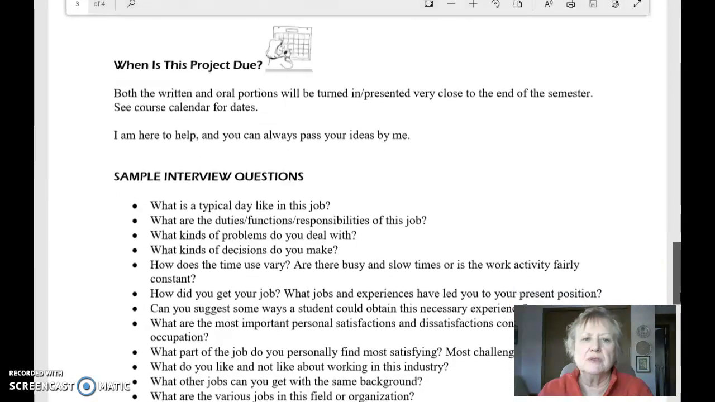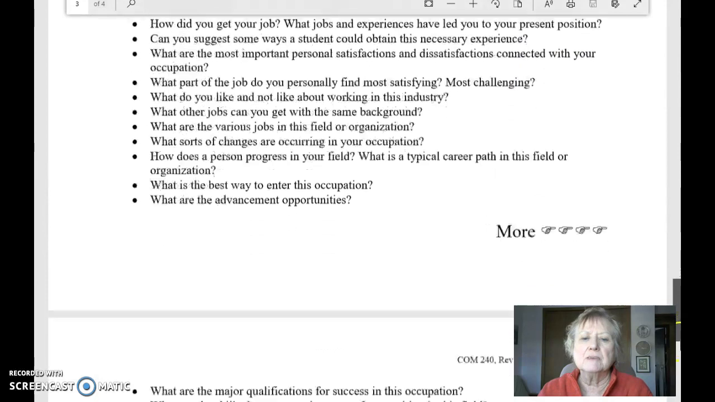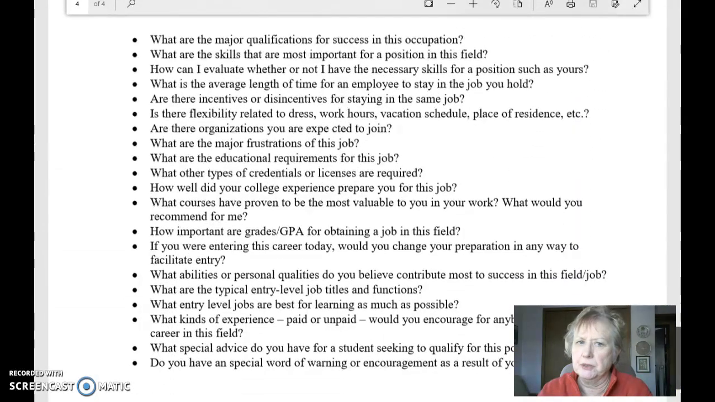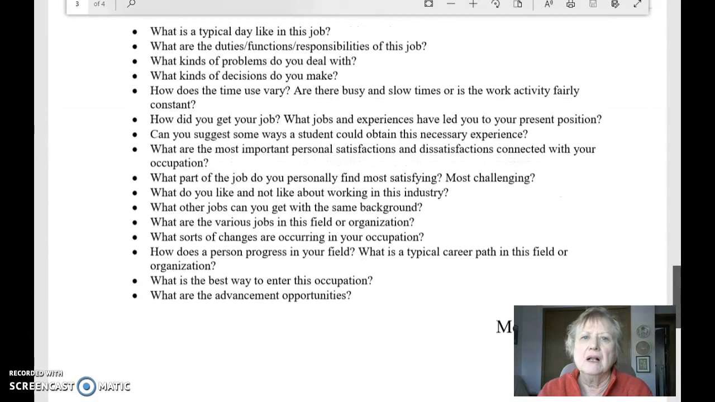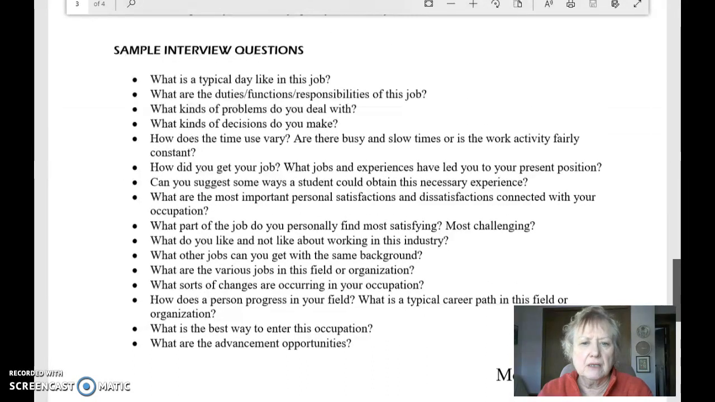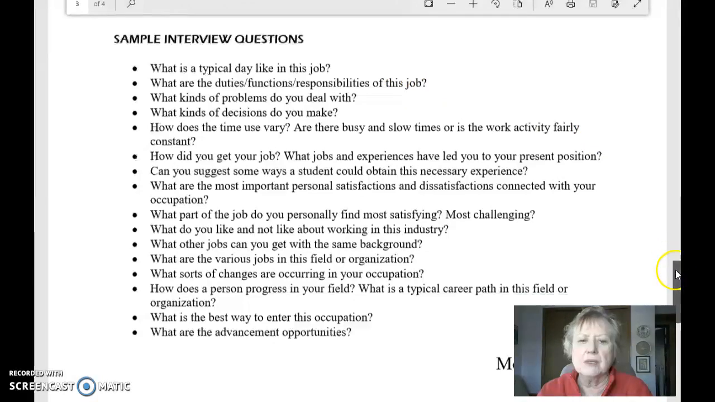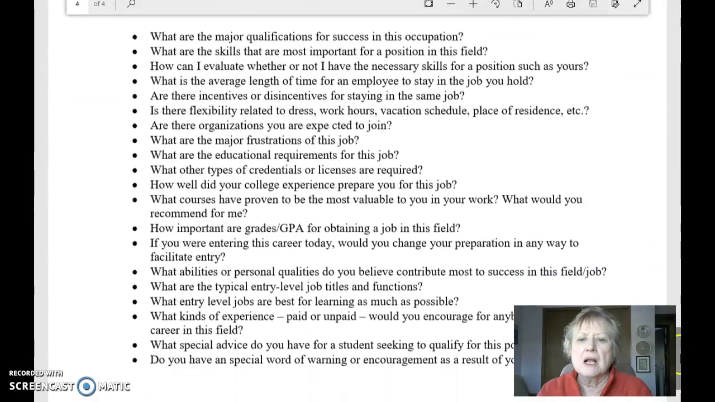Now, you'll see that I've given you quite a few possible questions here. I certainly don't expect you to ask all of them. These are just some ideas to get you started about writing your own questions. You definitely, of course, want to include what's a typical day like and what are the duties and responsibilities of this job. Those are on the list to definitely include, but there are some other ones, so it's up to you what you want to choose. And one great one is, what do you wish you had known when you started that you've learned since you've been on this job? That might be a good one to include.